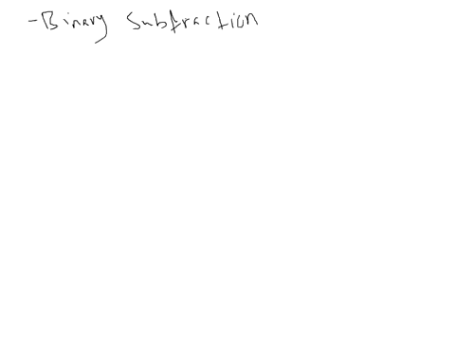Binary subtraction. Right, okay. With the binary subtraction, let's have this number 1 0 1 1 0, we'll have 1 0 1 1 0 0 1. Right, 1 2 3 4 5 6 7. I'm dealing with a 7-bit number here, which equals 77 in decimal. Okay, let's subtract this number from it.